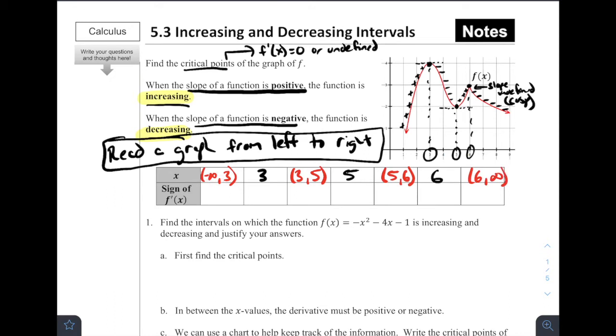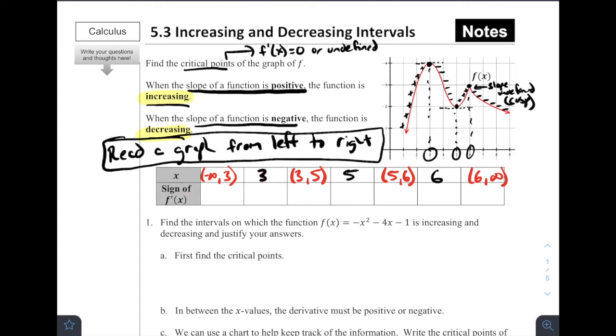Note that, again, these are representing intervals of x values. These are not coordinates, right? I'm not talking about the point 3 comma 5. I'm not talking about y values at all here. We are just talking about the behavior of f prime of x on these given intervals.